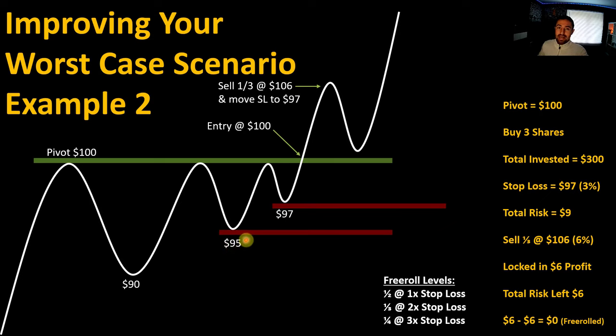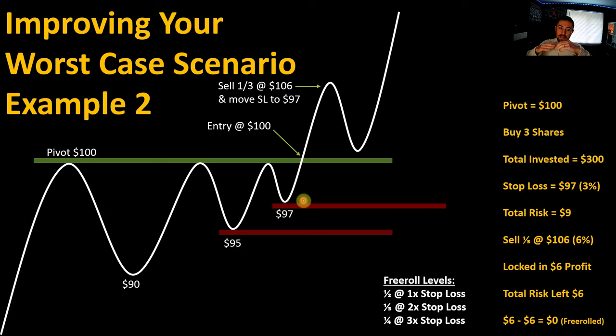However, when I'm planning out the free rolling aspects of the trade, MINERVINI uses the analogy of improving his worst case scenario. We always want to try and improve our worst case scenario, because when we initially enter a trade, it's all risk to us. So what I'm then thinking here is, well, I could move my stop loss from $95 to $97. That's the next logical place. So I can mitigate risk by moving my stop loss up higher from 95 to 97.